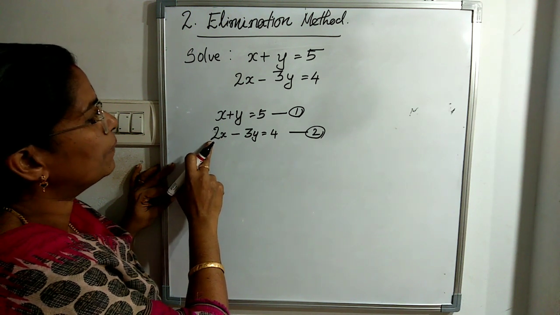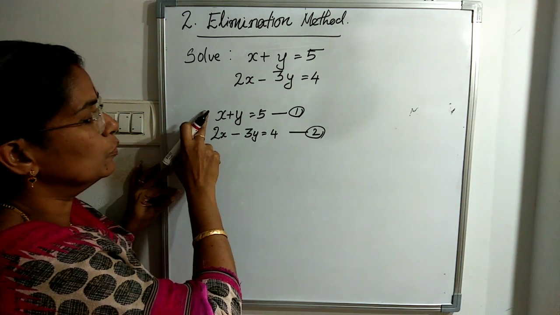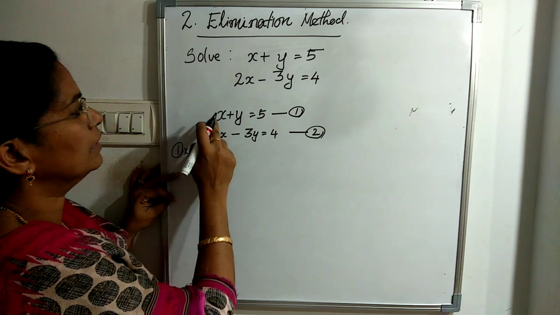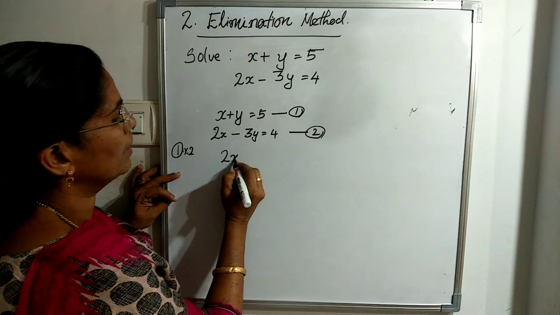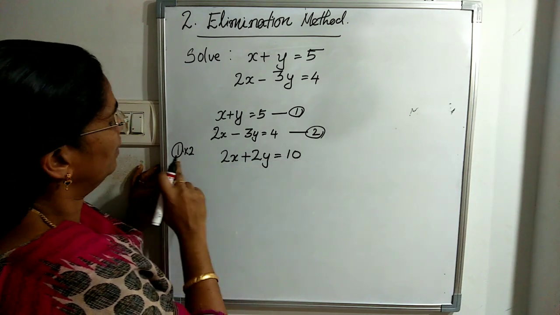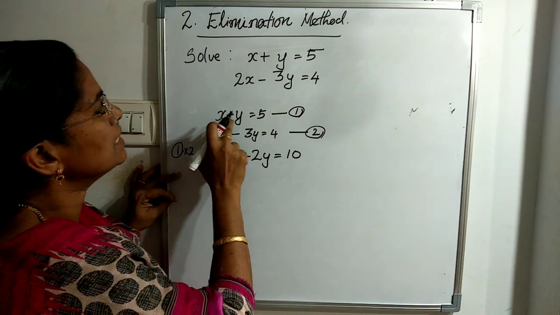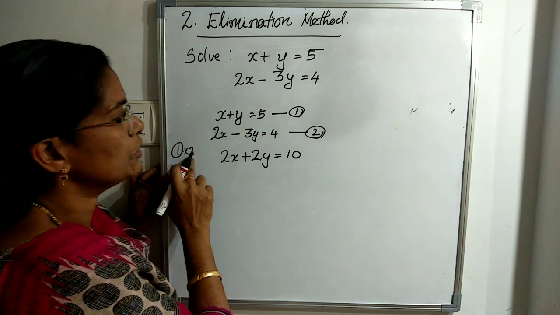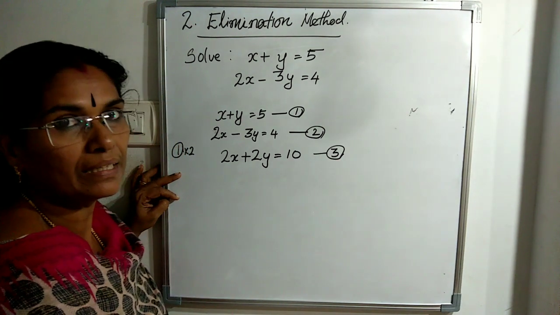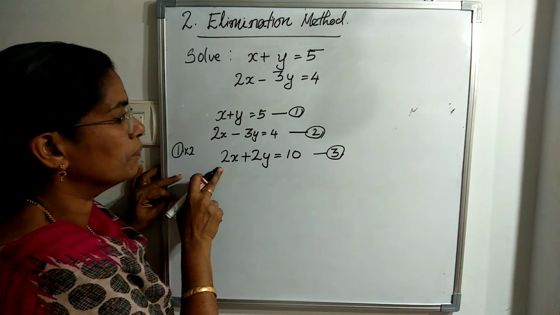So we can multiply equation 1 by 2. Look here, equation 1 multiplied by 2 becomes 2x plus 2y equal to 10. Multiplying equation 1 by 2 means each term is multiplied by 2. So we can write this as equation 3. Okay, this is the first step.